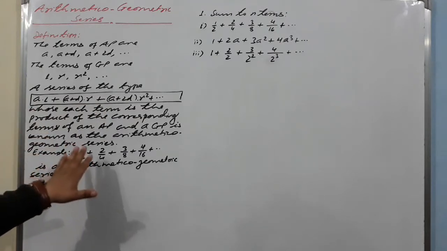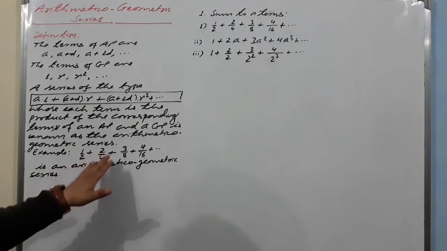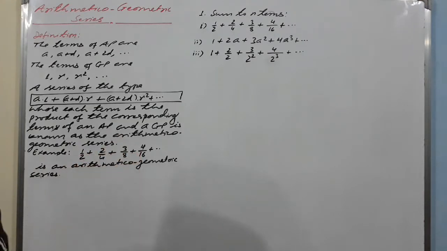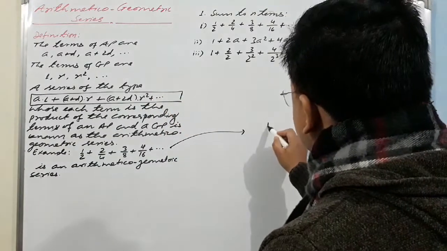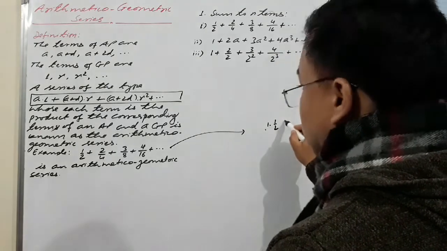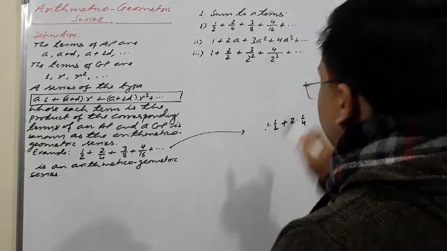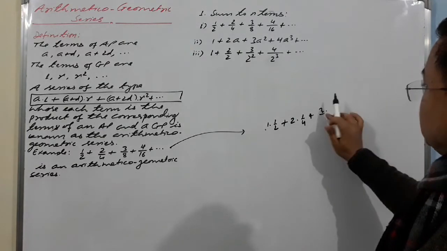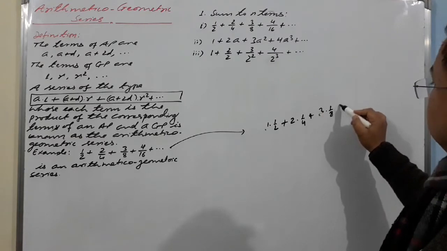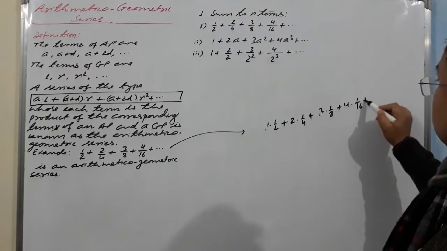I have taken one example: 1 by 2 plus 2 over 4 plus 3 over 8 plus 4 over 16 plus dot dot dot. See, this is an Arithmetico-Geometric series. So how do we know? According to the definition, we can write 1 into 1 upon 2, and 2 into 2 upon 4, plus 3 times 1 upon 8, plus 4 times 1 upon 16, plus dot dot.